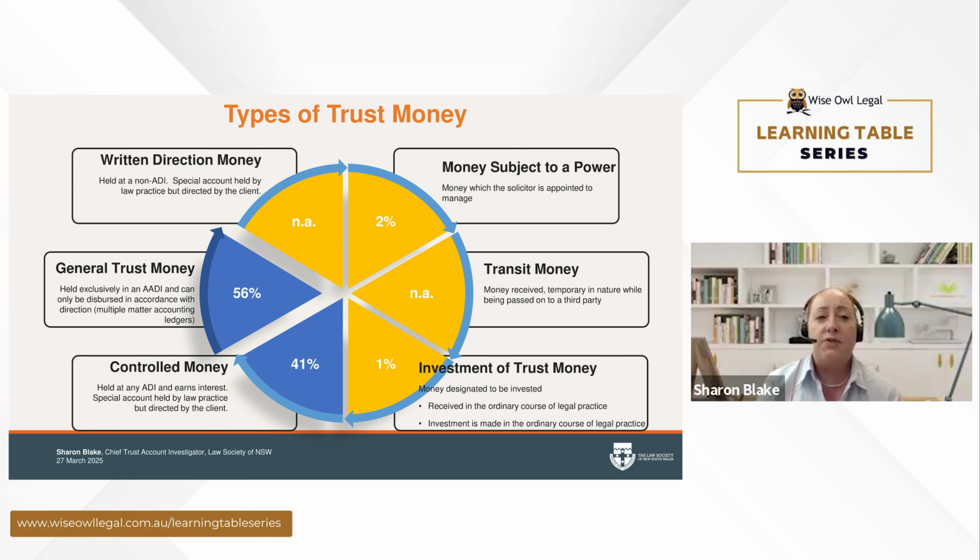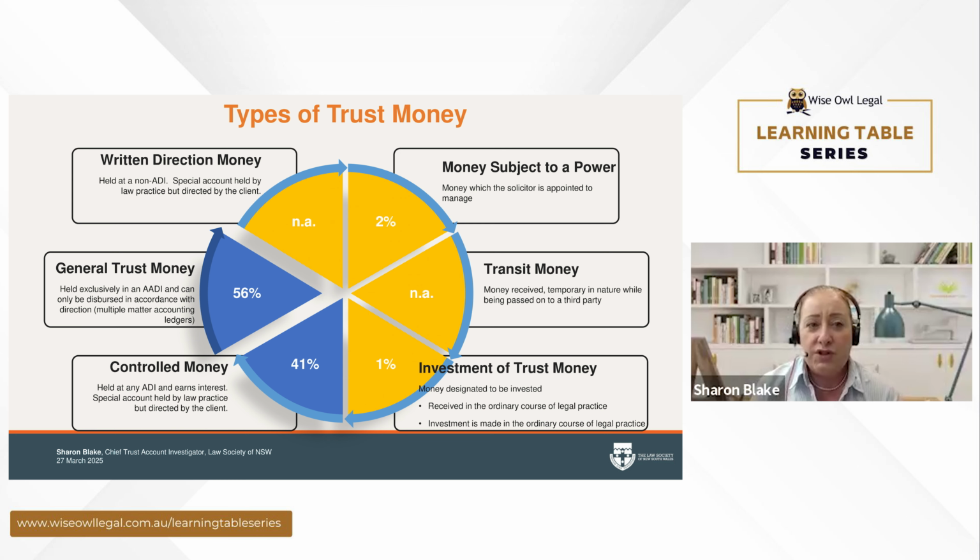Controlled money. This is about 41% of the money in New South Wales held in controlled money. And this is money held by a law practice but directed by the client to be held in a special account called a controlled money account. Again, the money is for the exclusive use of the client and can only be disbursed in accordance with the original written direction relating to the money.